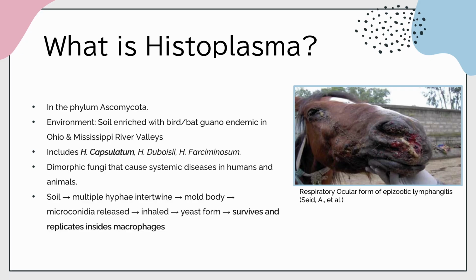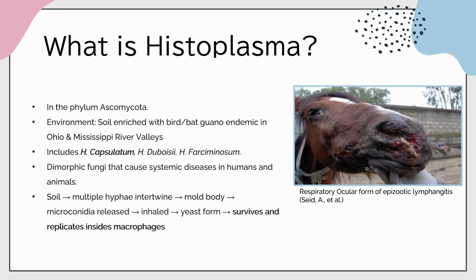as well as Histoplasma duboisii, which is just commonly found in Africa, and Histoplasma farciminosum, which causes epizootic lymphangitis. This causes chronic skin ulcers in horses and mules, as shown on the right side photo.